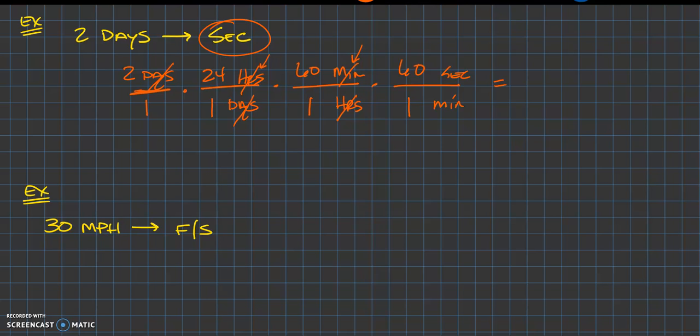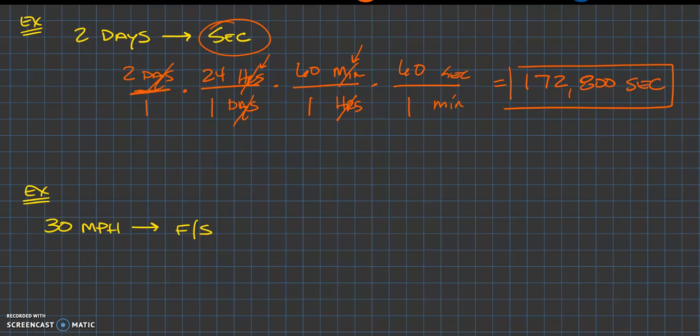And this is where a calculator will come in handy. If I multiply 2 times 24 times 60 times 60, I'm going to get 172,800 seconds. Now I was thinking, oh my gosh, that number's so huge, it can't be correct. But no, think about it. 2 days is the larger unit of measure than seconds. It's a much larger unit of measure than seconds.